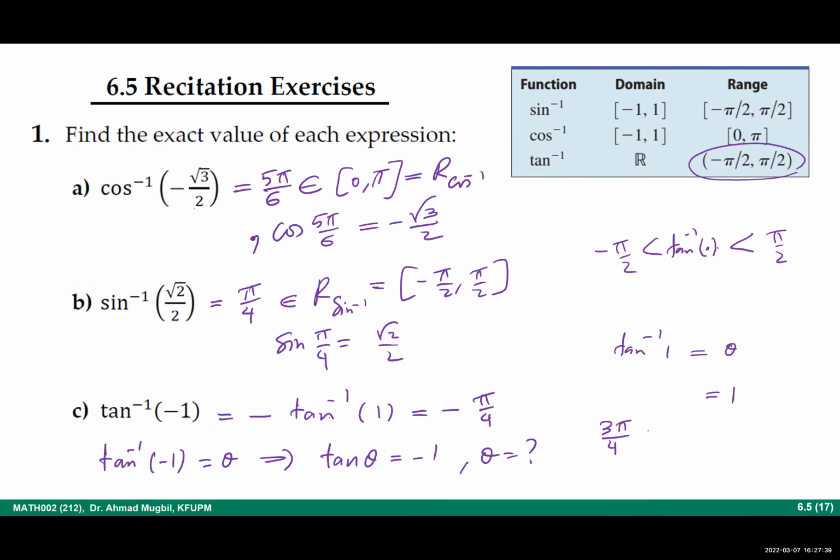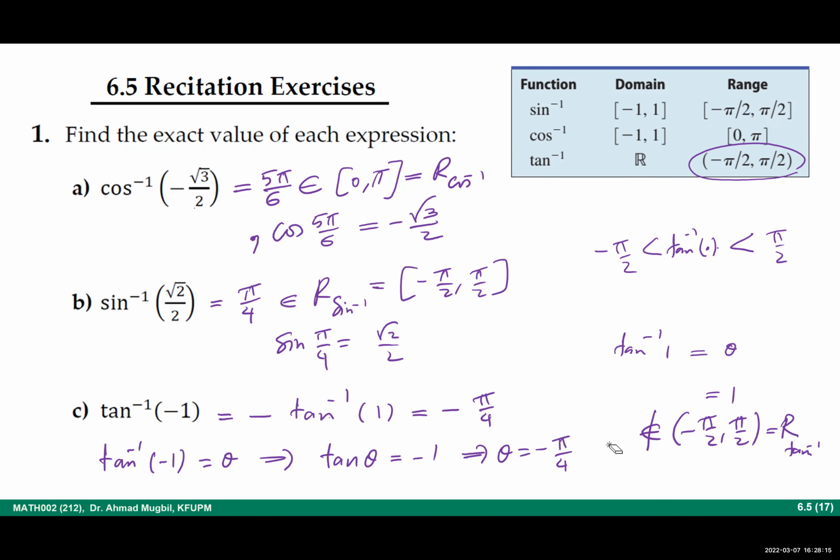But this one is in the second quadrant. It is not in this interval. It is not between negative pi over 2 and pi over 2. What is this? This is the range of tan inverse. It is not in the range of tan inverse. It cannot be an output, it cannot be a value for tan inverse. So in fact, the angle is negative pi over 4. Theta is negative pi over 4. You cannot find any other angle whose tangent is negative 1 and which has an inverse.